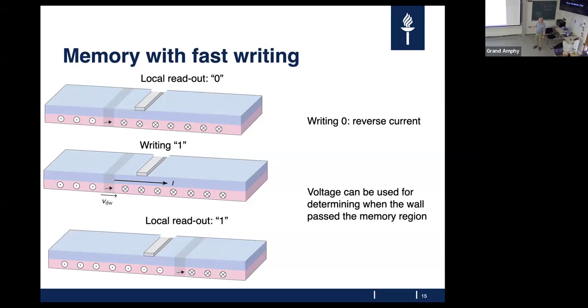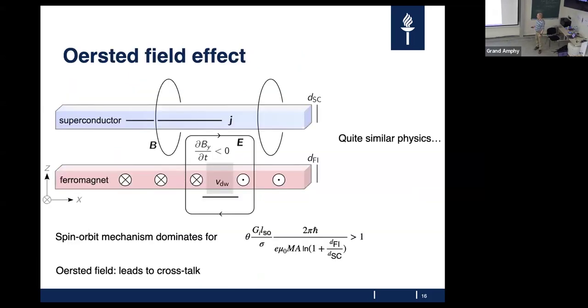And if you start from, let's say, 0, you can just apply some current pulse, you move the domain wall across this position, and you get to 1. And if you want to switch it back, you just drive the opposite current. So this would be a very fast memory, right? And then you can use the voltage here to determine when the domain wall moved past a certain region. Actually it turns out, and I can discuss this later in the discussion part, that there is a similar effect coming simply from the stray field of the current, or Ørsted field.